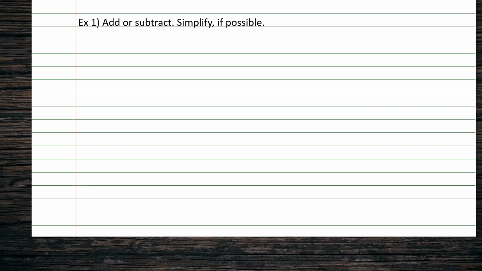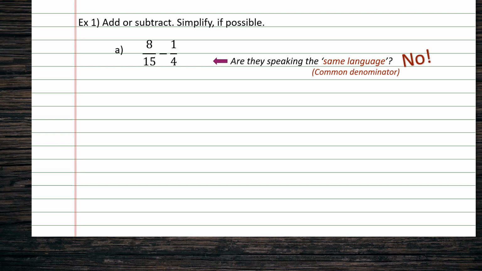Example 1. Add or subtract, simplify if possible. For A, we have 8 over 15 minus 1 over 4. Are they speaking the same language? Again, I'm referring to, do they have a common denominator? And in this case, they do not. So they need translators to help them speak the same language.